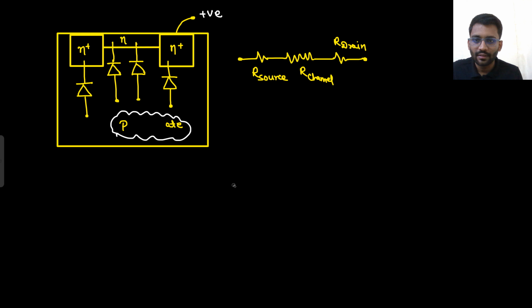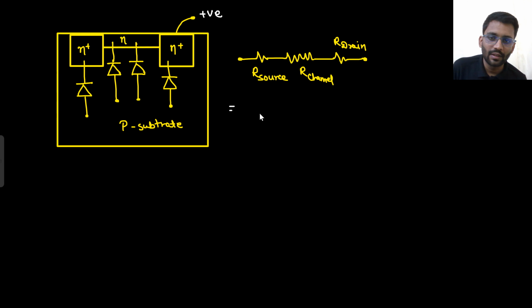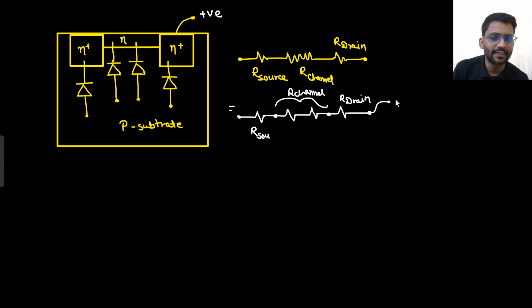So basically, oh, not this P substrate, this I had to remove. So I'm breaking this R channel into two parts. This is my R channel only. This is R channel. This I have broken into two parts, and this is R drain. And here I am applying some positive voltage. Let's say that is 8 volt.